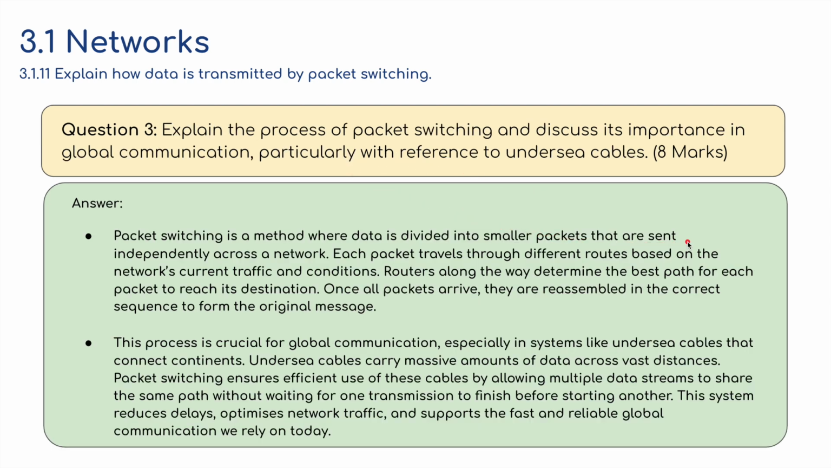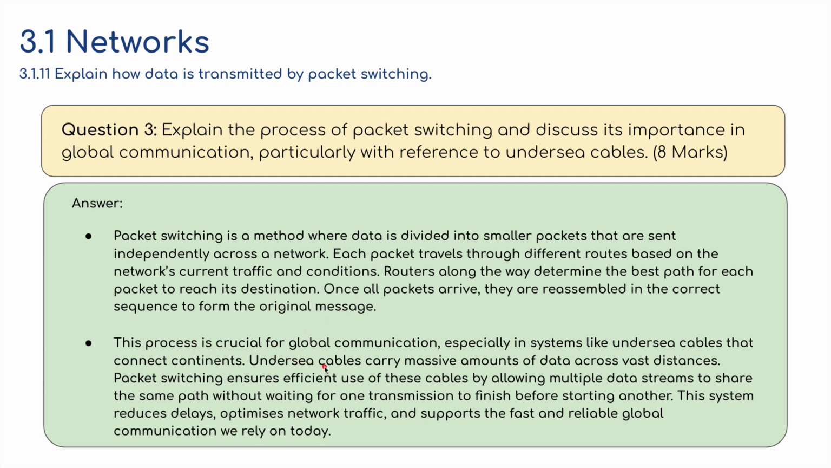Question 3, the 8-mark question. Packet switching is a method where data is divided into smaller packets that are sent independently across the network. Each packet travels through different routes. We've already mentioned some of this before, based on the network's current traffic and conditions. Routers along the way determine the best path for each packet to reach its destination. Once all packets arrive, they are reassembled in the correct sequence to form the original message.